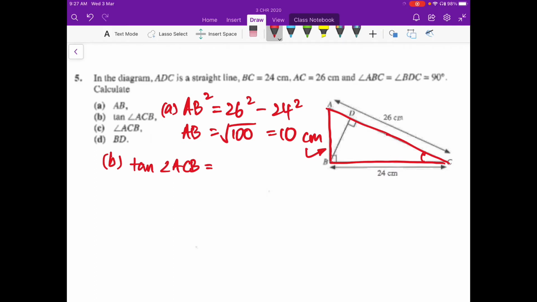Okay, who can answer this? Last one over here. Must stand up and answer. Yes, ready. Opposite over adjacent. Okay, what is the opposite? What is the adjacent? 10 over 24. Okay, so 5 over 12. And that's all. Okay, good.